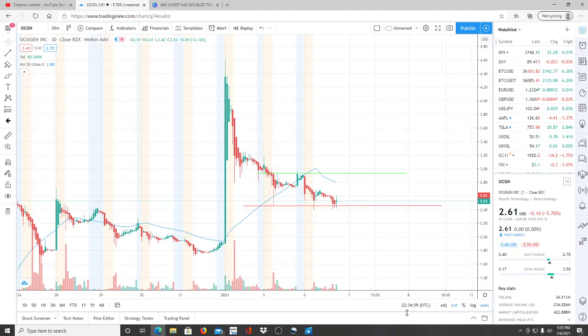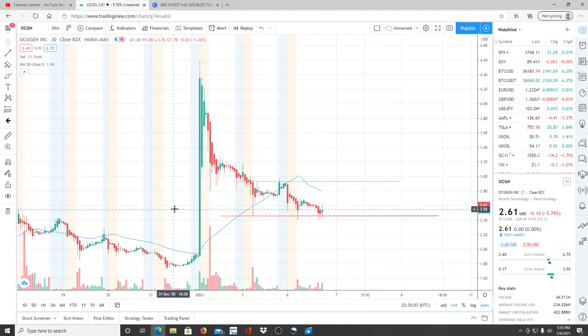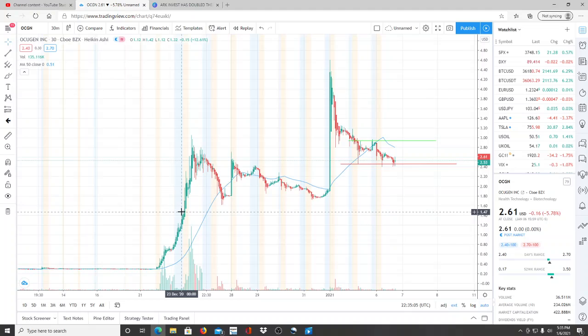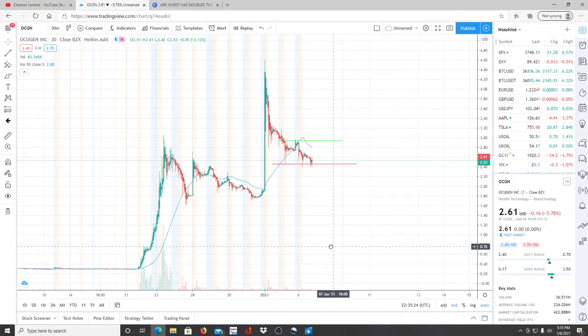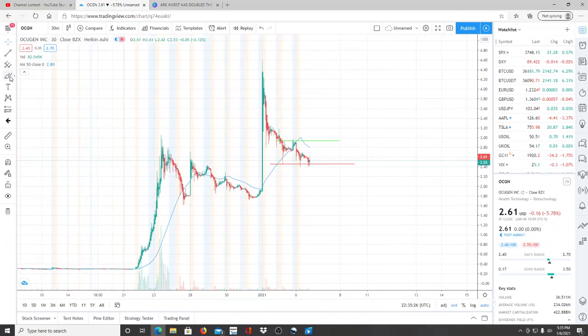So let's see here what Ocugen Inc. is showing us. The first thing I noticed when I zoomed out is that this is pretty steep, right, compared to the previous downward trend. But I'm noticing something. If the bulls can hold themselves up from hitting newer lows and create a consolidation, we might see another run. It might create that same effect.